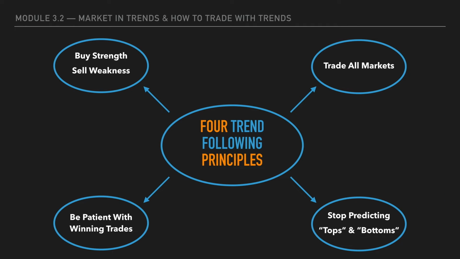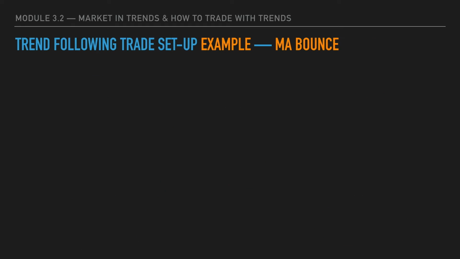Alright, so these are the 4 secret principles of trend following. Once you understand all this, I'm going to share with you one trend following trade setup example. It's called a moving average bounce. There are two possible directions in this setup. Let's take a look at the long setup case first.